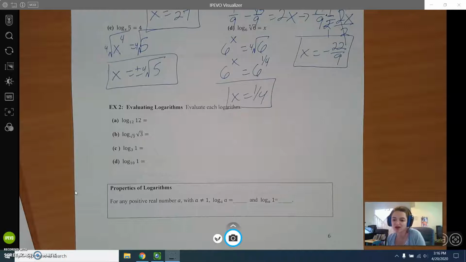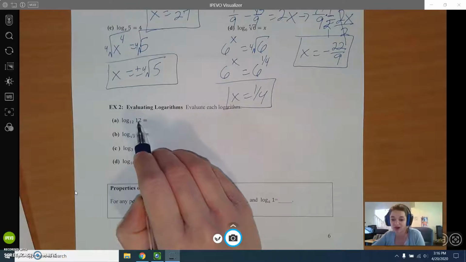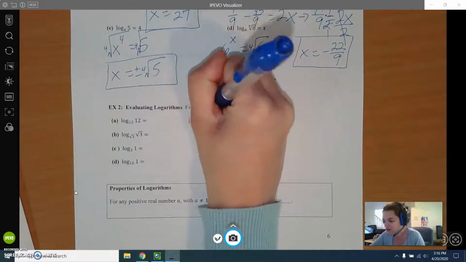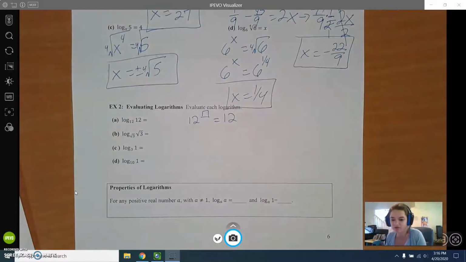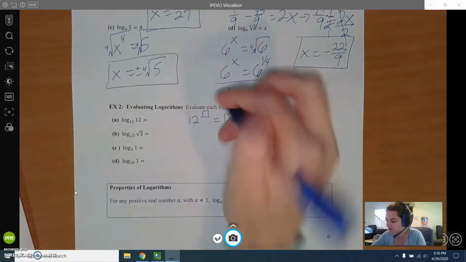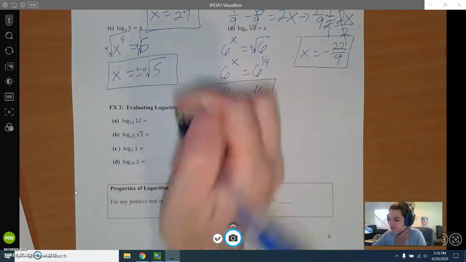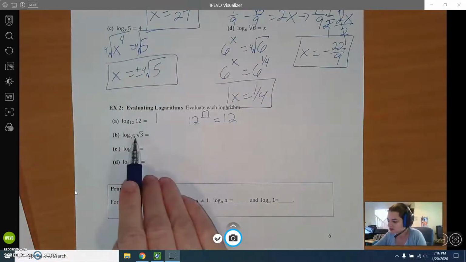So evaluating is just performing operations, and you should end up with just a plain number at the end of it all. So when it says to evaluate log base 12 of 12, what I would think about is 12, which is the base, raised to what exponent gives me the 12 that it's taking the log of. So 12 to the first gives me 12, which means that the log base 12 of 12 equals my exponent of 1. Okay. Same thing for part B.